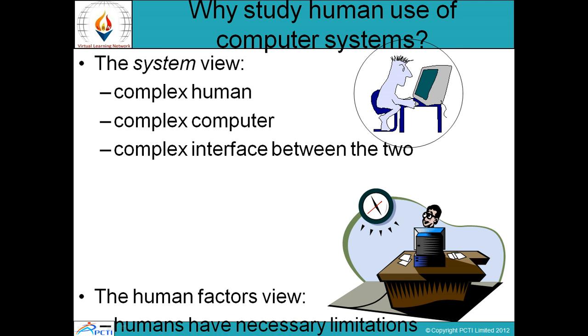Why study human use of computer systems? The system view: complex human, complex computer, complex interface between the two. Every human being has some sort of limitations. So while designing the human computer interfaces, we have to remove all these limitations so that the complexity at the end of the human, at the end of the computer and between the two can be removed with the help of the human computer interface.